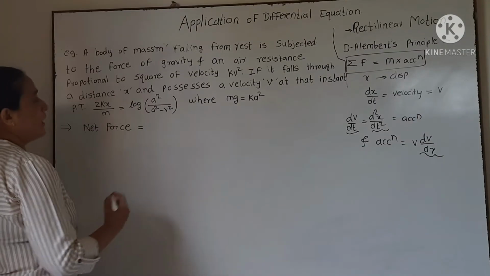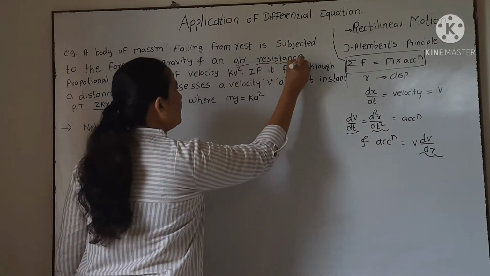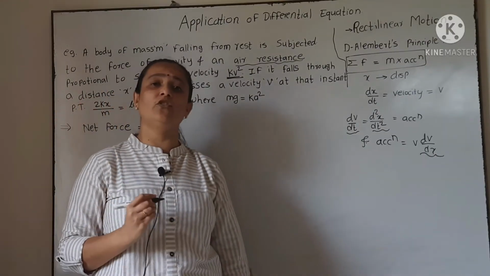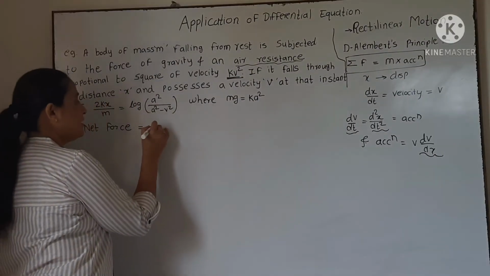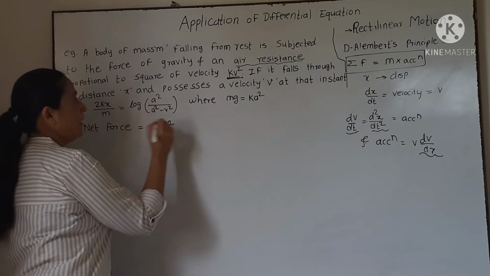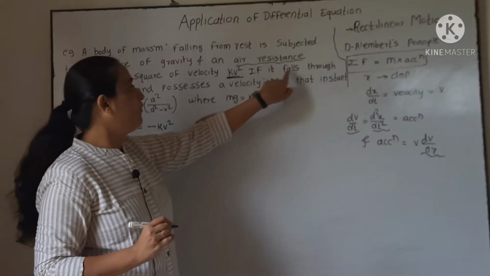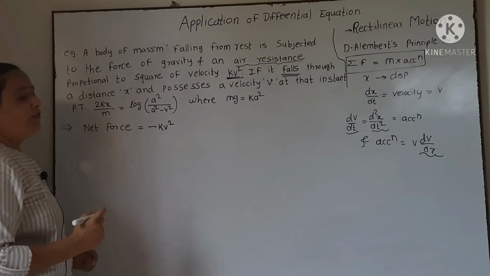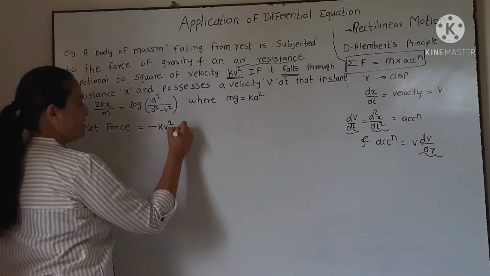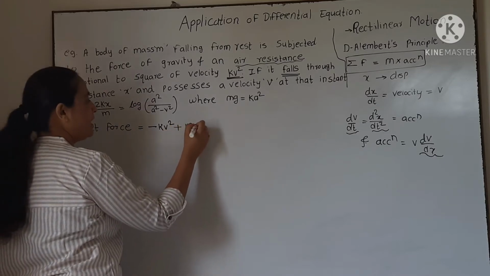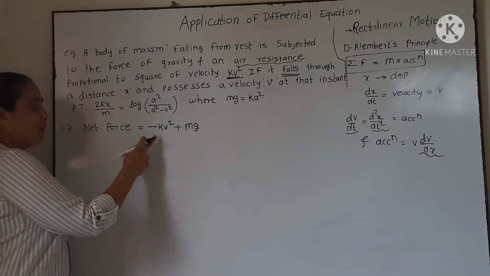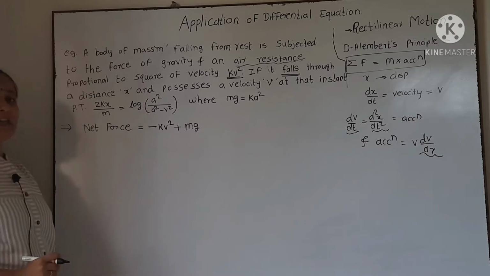Now the first one is air resistance. It is resistance, opposition, therefore the sign for this will be minus. Air resistance, that is minus kv square. If it falls through, it is what? Falling. That means it is along the direction of gravitational force. So therefore the sign for gravitational force will be plus mg. Distance x and possesses a velocity v. So the net force is equal to minus kv square plus mg.